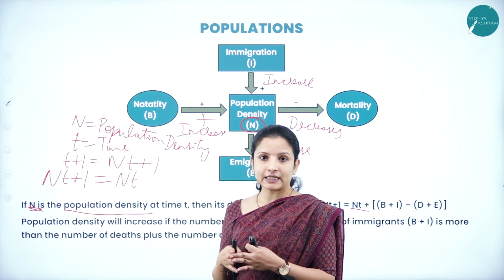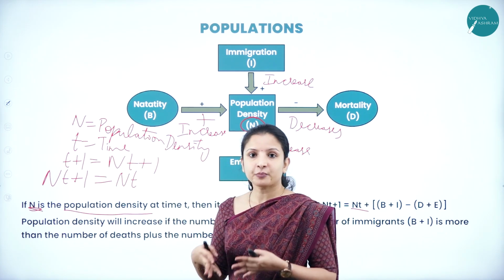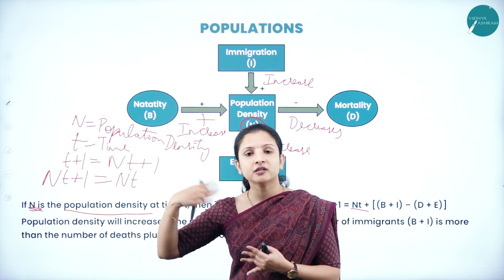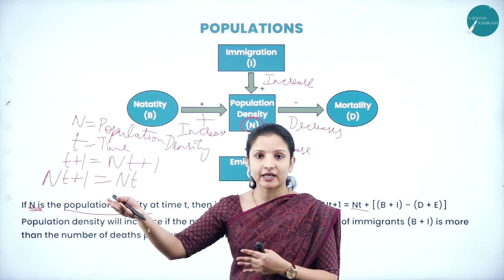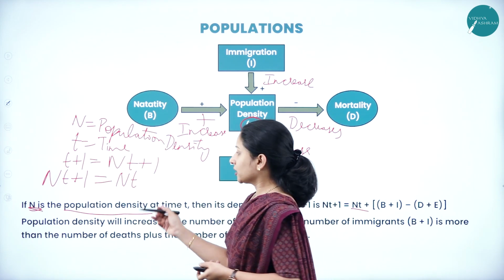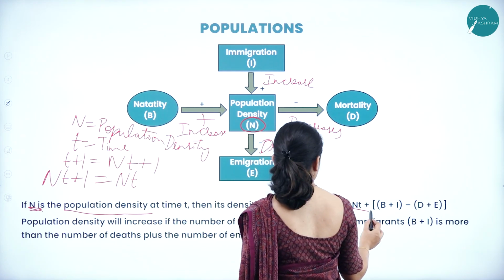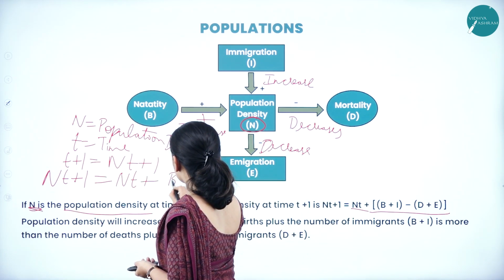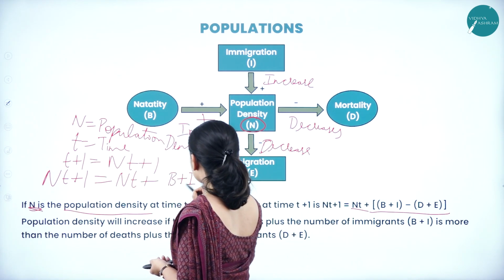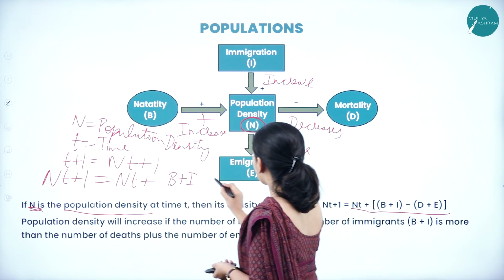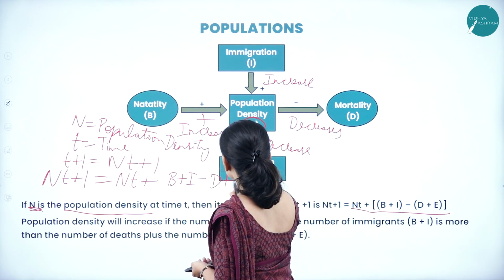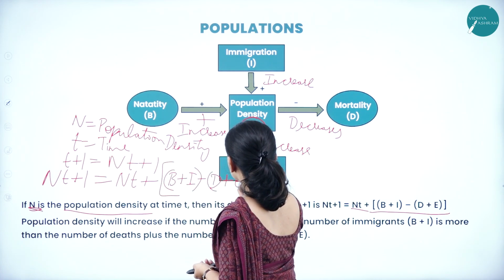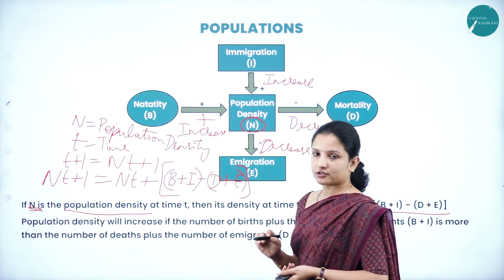Now, we need to understand here the difference. T means at present, what is the population. T plus 1 means next, after a year or after a week or after a month, you will be calculating, right. So, that is T plus 1. So, here Nt plus 1 equals Nt plus B plus I minus D plus E. So, B plus I minus D plus E. So, we will substitute. What is this?